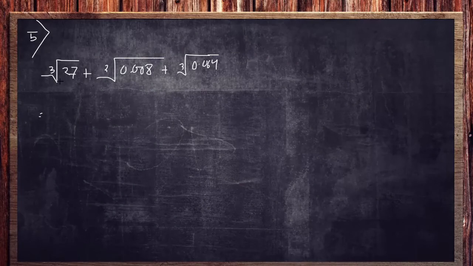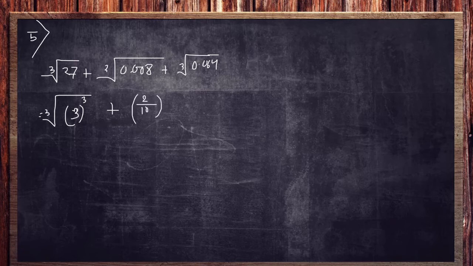27. Instead of 27, we can write that as 3 cube inside of cube root. Alright, 8 by 1000. What is this? 0.008. We can write it as 8 by 1000. That means 2 by 10 whole cube, and that is under cube root.